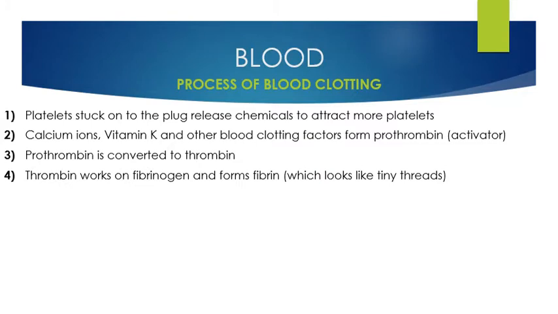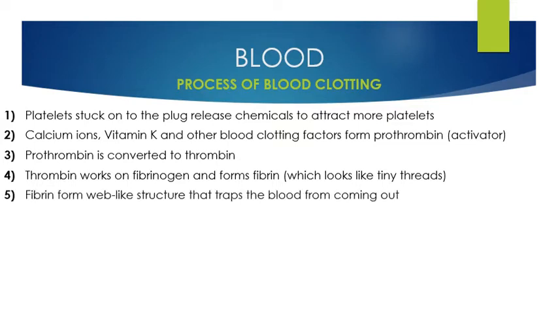As you can see in the brackets, it's indicated that which looks like tiny threads. So the fibrin that is produced in the fourth step looks like tiny threads. And so because it's like tiny threads, it traps the blood that's supposed to be going out. And that's our fifth process. The fibrin that forms the web-like structure traps blood from coming out. And so that's how the process of blood clotting occurs.